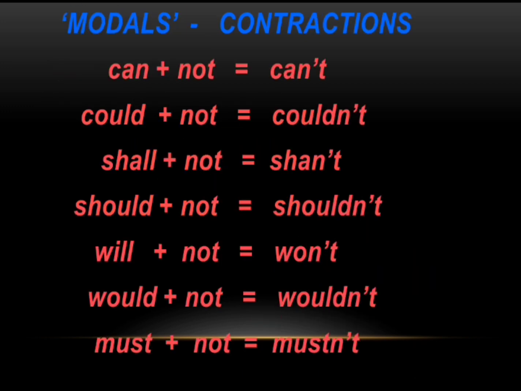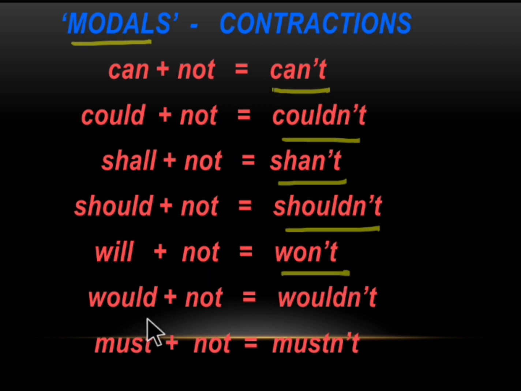Next, the modal contractions. Can plus not is can't. Could plus not is couldn't. Shall plus not is shan't. Should plus not is shouldn't. Will plus not is won't. Would plus not is wouldn't. Must plus not is mustn't. So these are modal contractions.